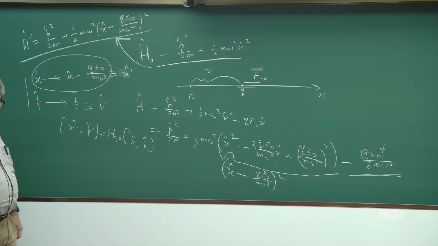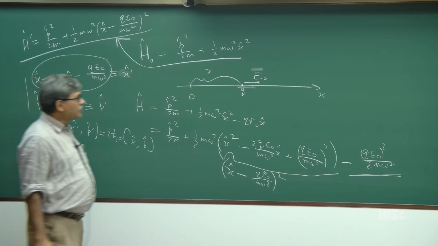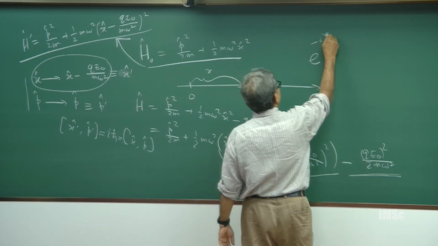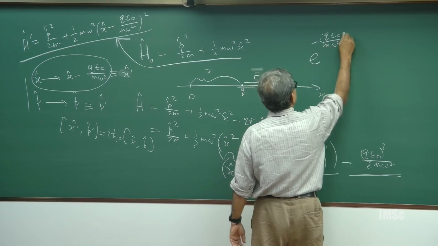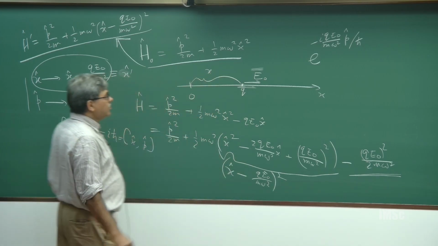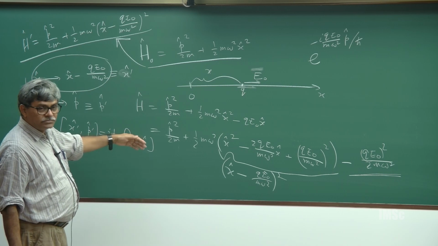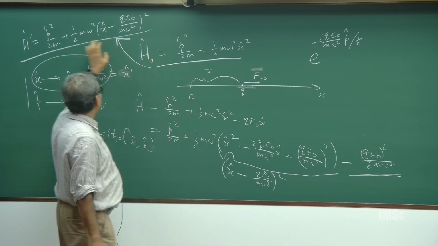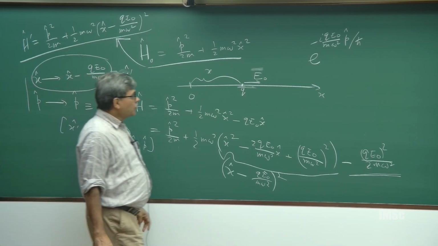E to the power I P. Yeah. So, the momentum is the generator of this, right. So, therefore, e to the power minus I q E naught by m omega square p. I should put h cut, that is okay, right. So, this is my operator that will do the job, right. So, if I apply this operation on this Hamiltonian, I should get back this, right.